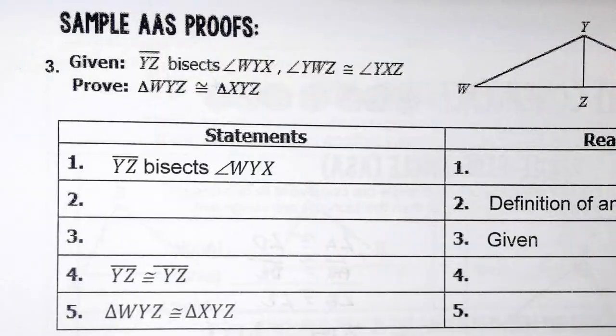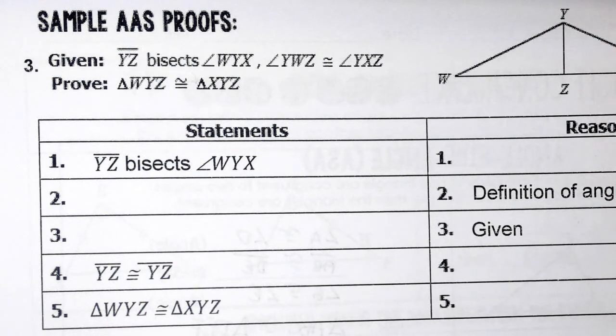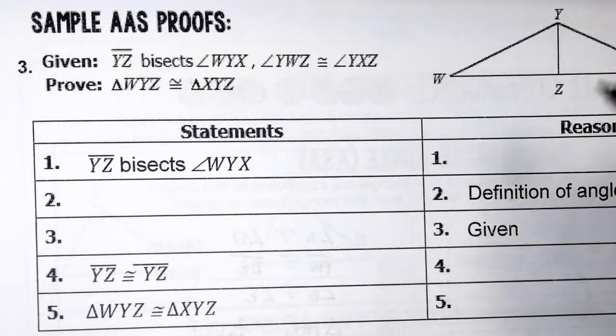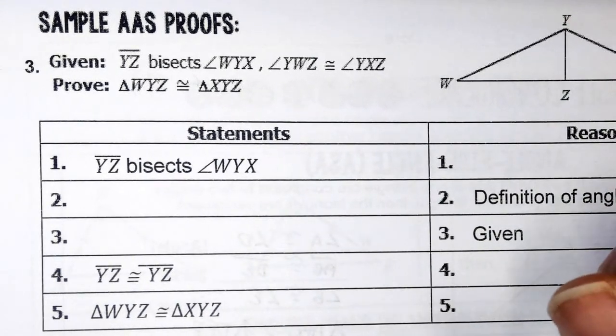Number 3 says given YZ bisects angle WXY, and then after that it says angle YWZ is congruent to angle YXZ. Let's get somebody to walk me through this one.